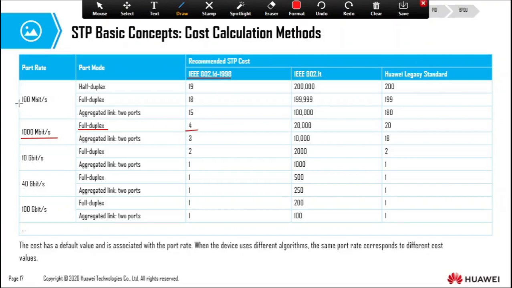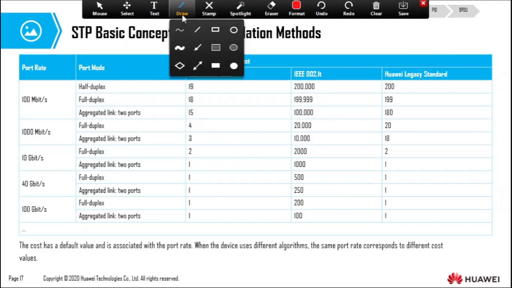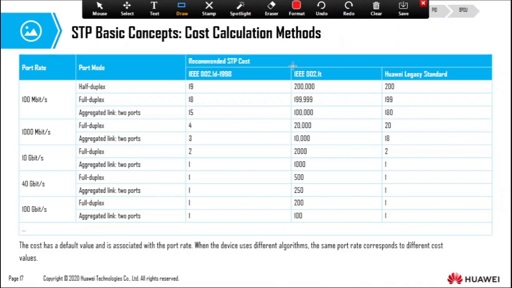On the other hand, if it's 100 Mbps, the cost of that link, if it's full duplex, is going to be 18. As we said earlier, if the cost is lower, then we prefer that port. We're going to see how. Now, the other thing I need to mention here is that by default, Huawei devices use this standard, if I'm not wrong.